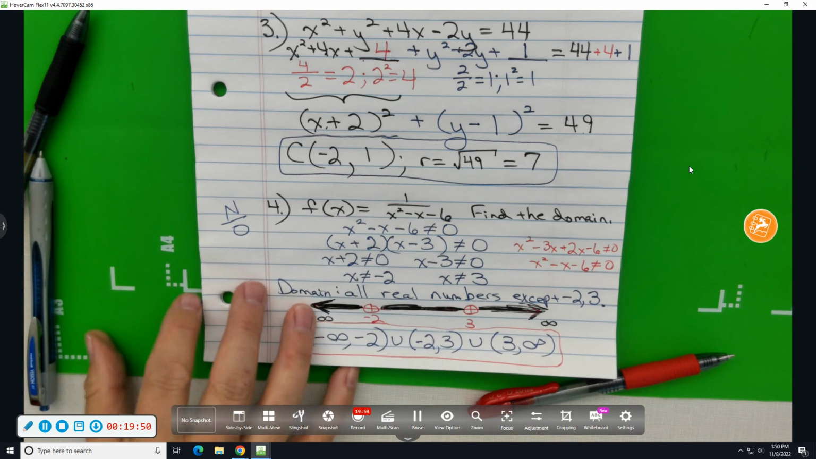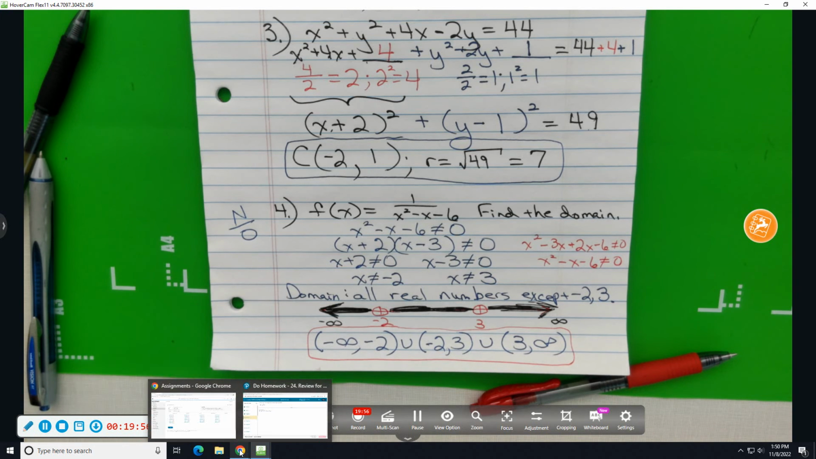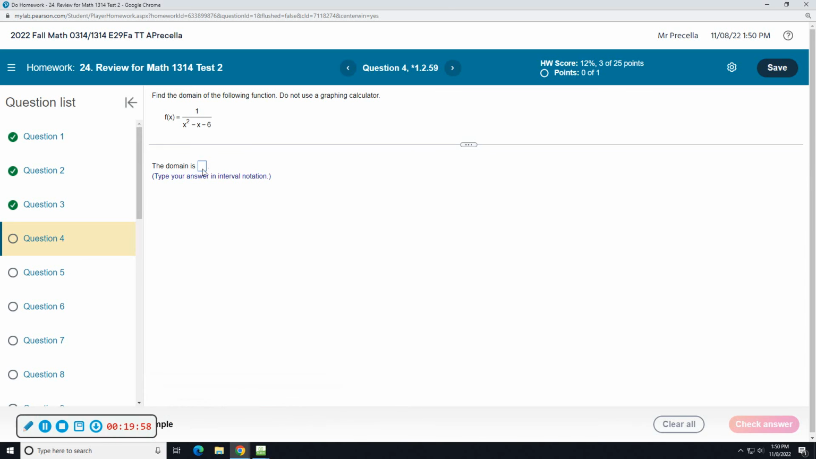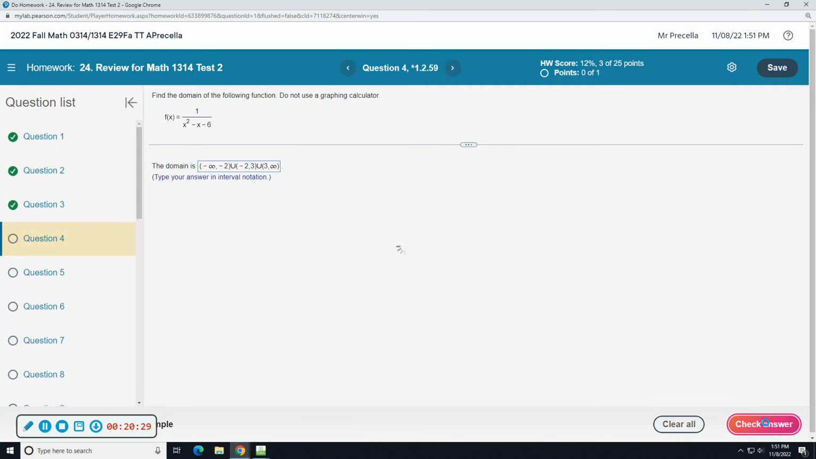So, okay, got to go type that into my lab. I have my paper here. I'll be looking at that as I type it in. Parentheses, negative infinity, comma, negative 2, right parentheses, union, left parentheses, negative 2, comma, 3, right parentheses, union, 3, comma, infinity, right parentheses, check answer.